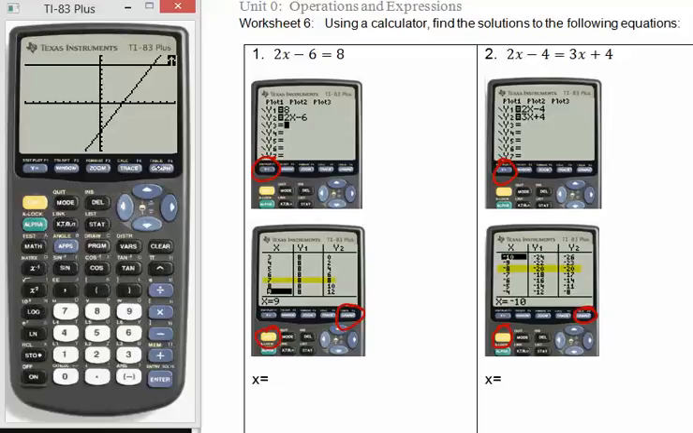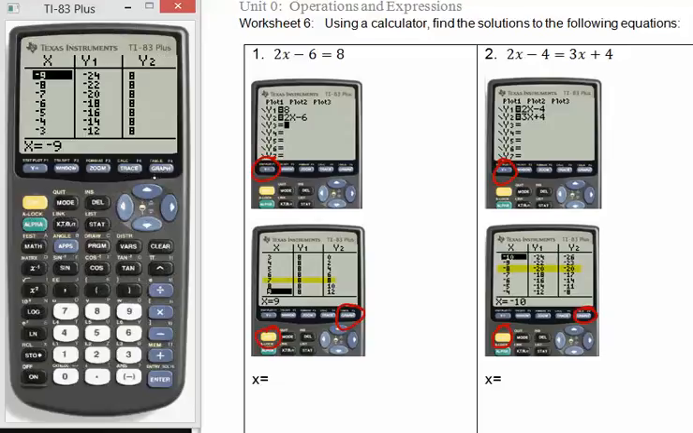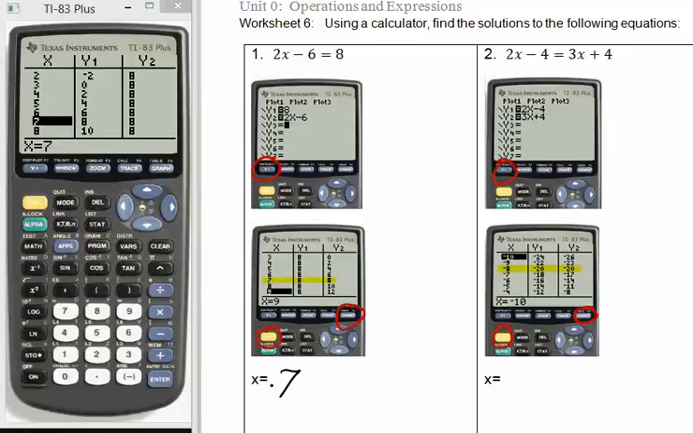What we do is we go second, and above graph says table. So what we're looking for is the place where y1 and y2 are the same. And you may need to scroll down. And there it is. So we have 8 and 8. This side is equal to 8 when x is 7, and this side is equal to 8 when x is 7. So our answer is, the solution is x is equal to 7.